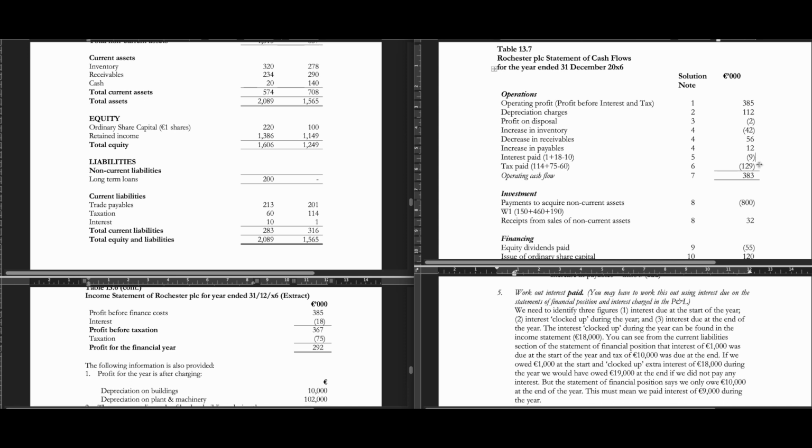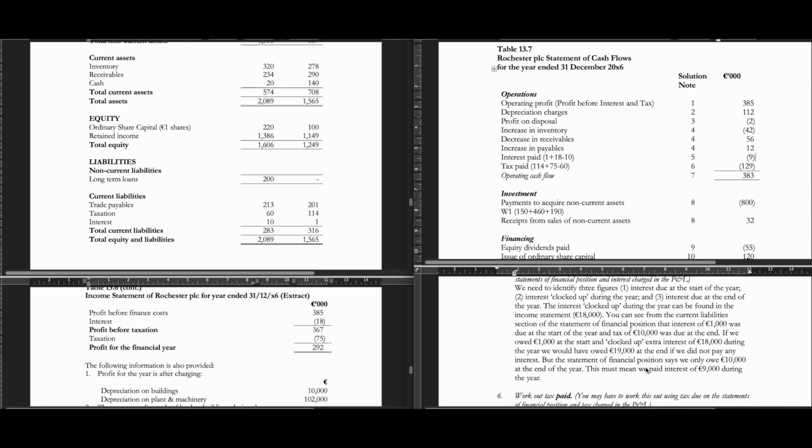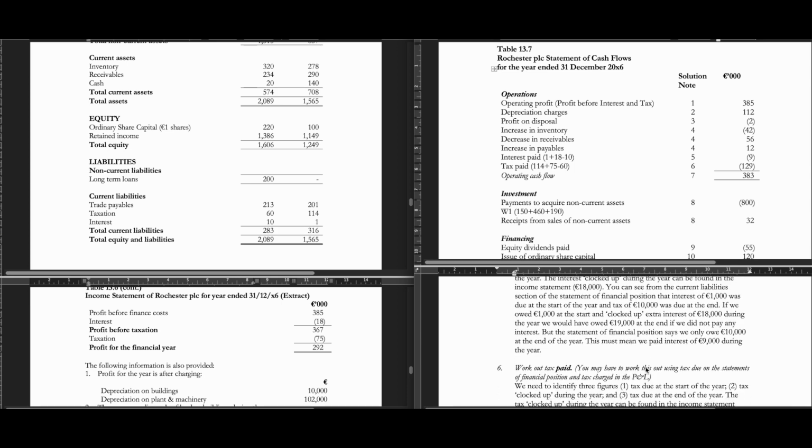And you should probably have a read through these explanations if you're finding this difficult at all.